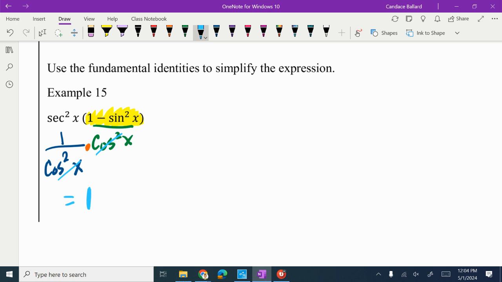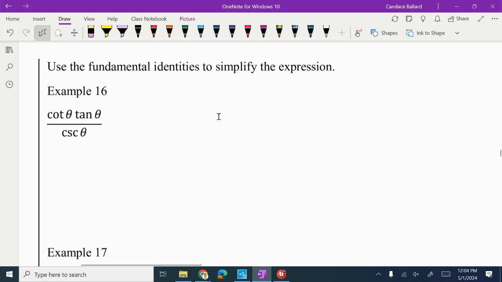Any questions on what I did? Again, we're using our identities. We're replacing. We're trying to make it as simple of a function as we can. All right, let's look at the next one here. We're supposed to use the fundamental identities to simplify. So if all else fails, put things in terms of sine and cosine. And I am also allowed to separate out fractions if I need to. So let's see what we can do with this. It might take me a couple of steps.